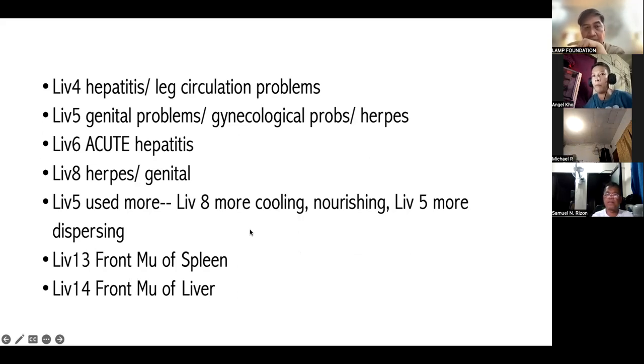Liver 4 is hepatitis, leg circulation problems. Okay. Liver 5, genital problems, gynecological problems or herpes. Liver 6, acute hepatitis. Liver 8, herpes, genital. Liver 5, use more liver 8, more cooling, nourishing. Liver 5, more dispersing. Liver 13, front mu of spleen. Liver 14, front mu of liver.